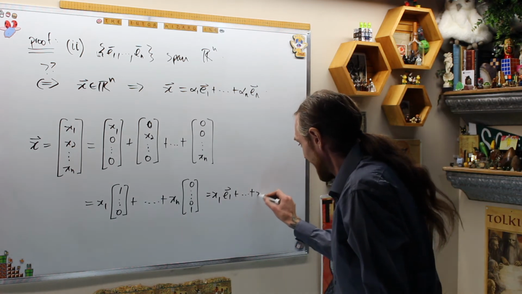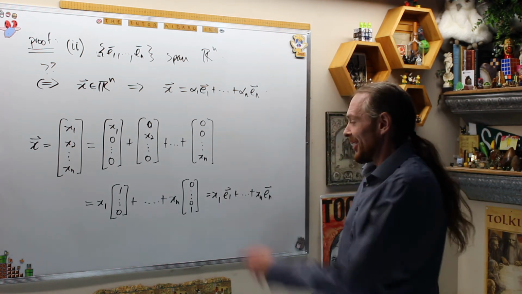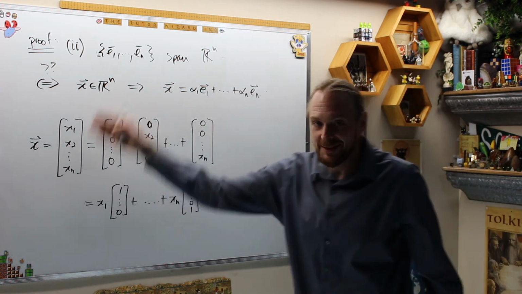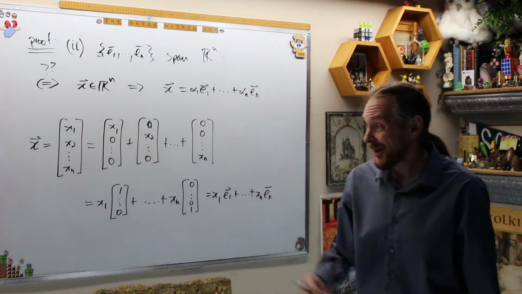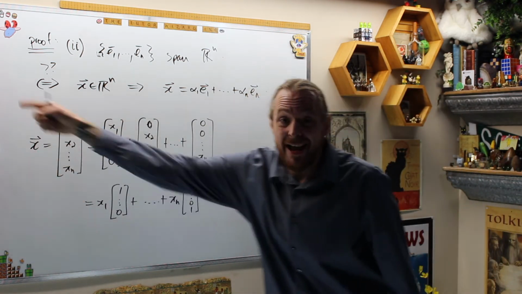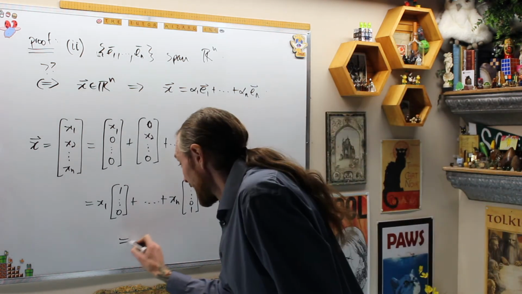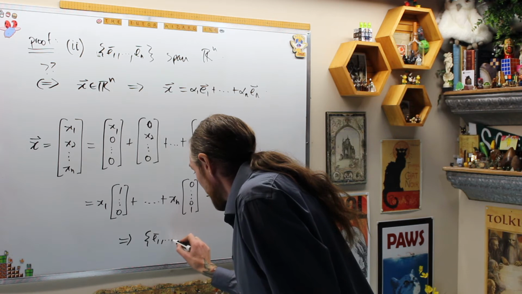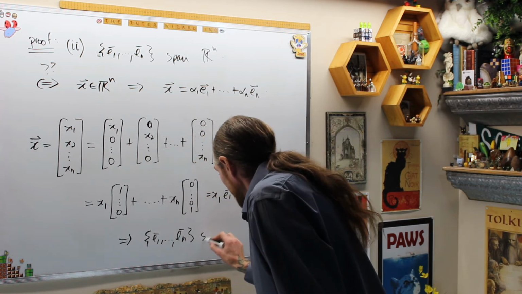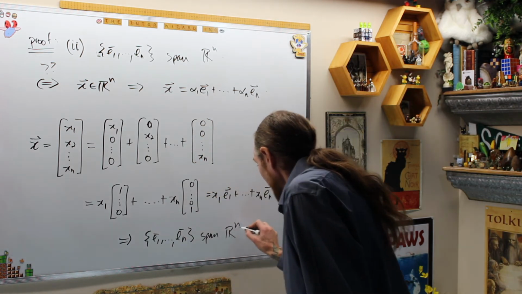Dot, dot, dot, xn, en. So the coefficients you need are, in fact, the coordinates you already have for that vector. What does that say? Any vector I take in Rn, I can write as a linear combination of E1 to En. So this says that E1 to En span Rn.